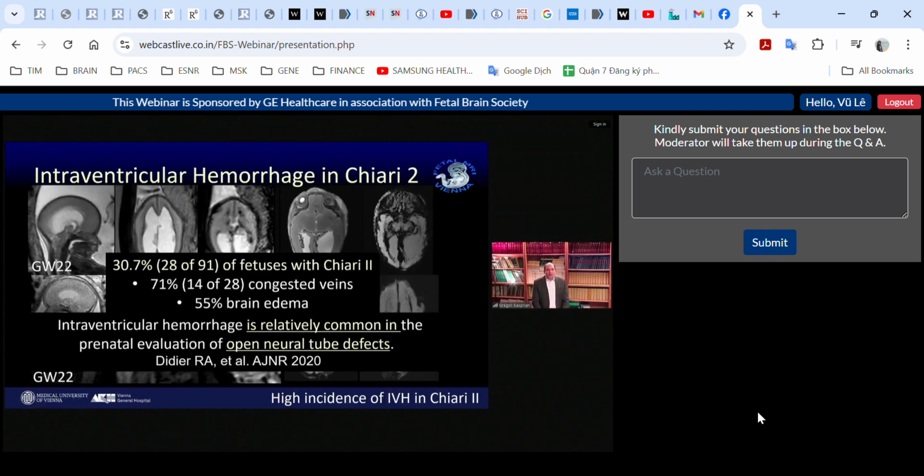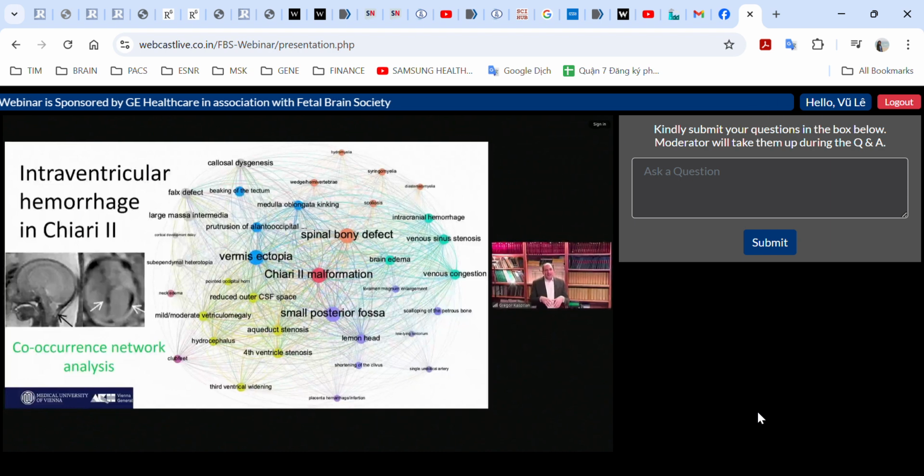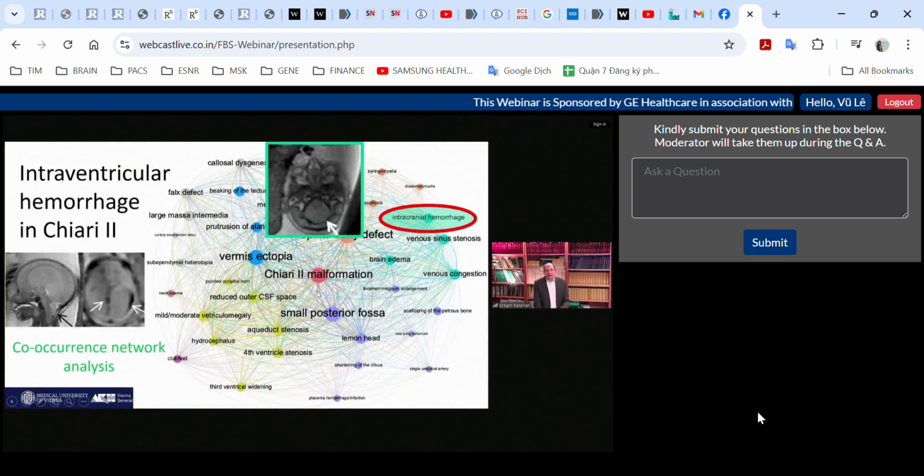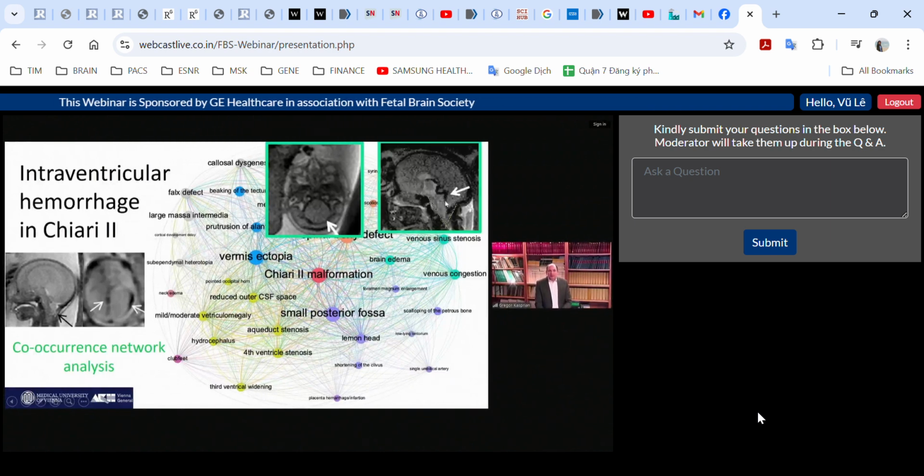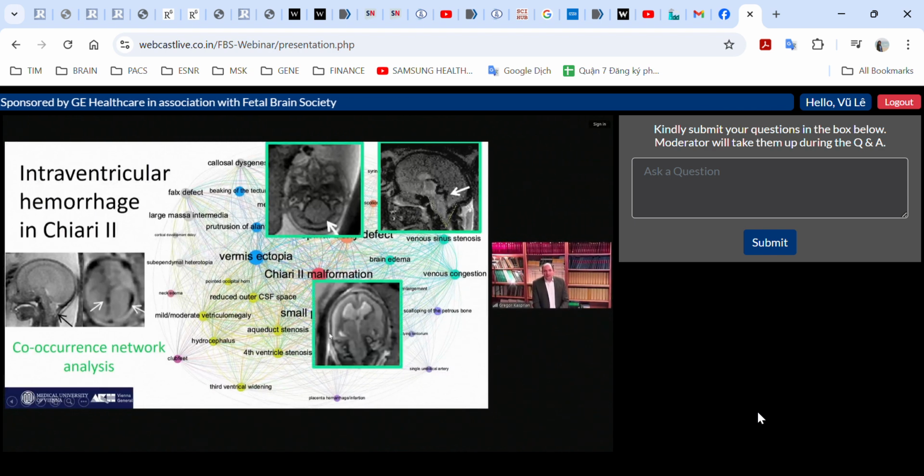Now, we tried to find out why this happens and did this connectome analysis. I'm not going into the details. I just want to point out that the Chiari malformation is very complex, but one part of it is intracranial hemorrhage. It co-occurs with other features of the Chiari2 quite frequently. We think the origin is that there is a pleural sinus stenosis due to the hypoplastic posterior fossa. There is a congestion of the veins causing a fetal brain edema. Congested brains are very, very susceptible to have brain hemorrhages.